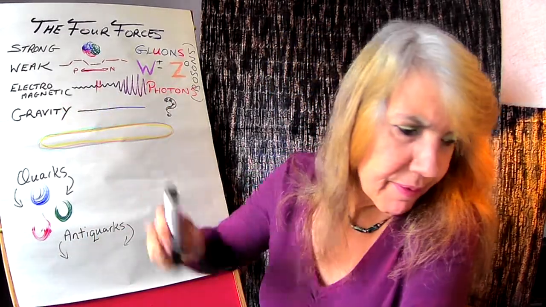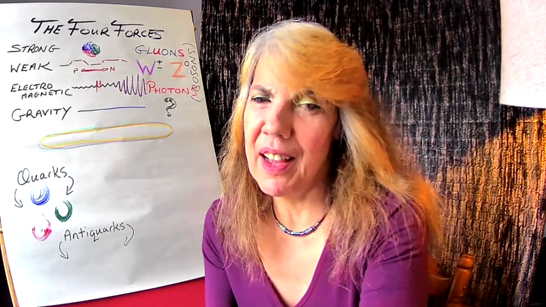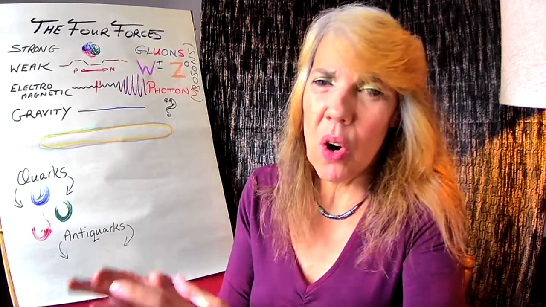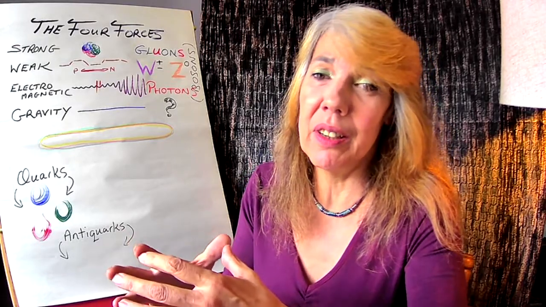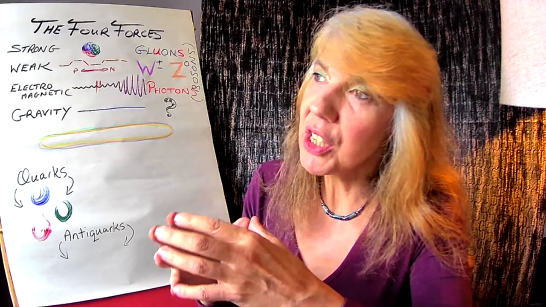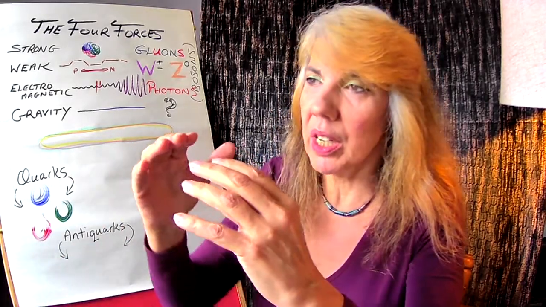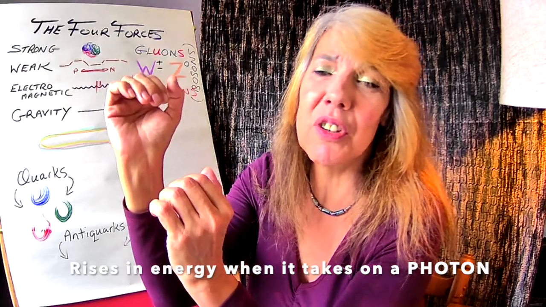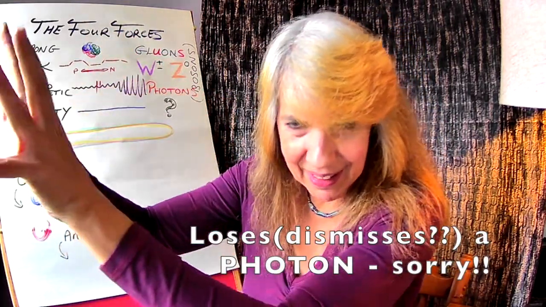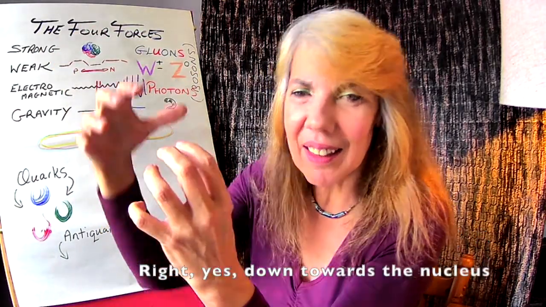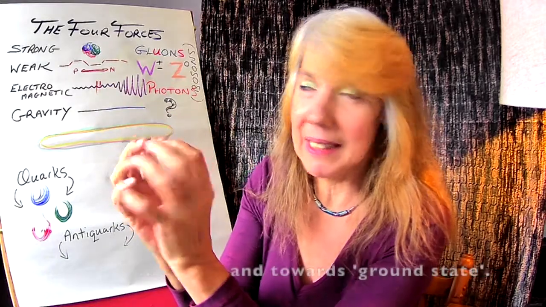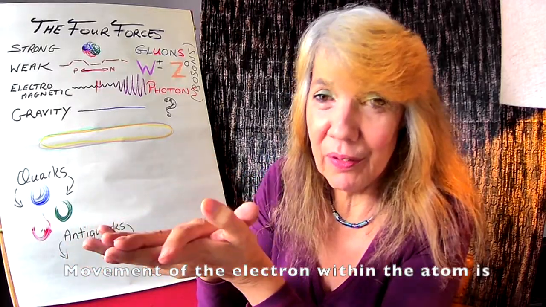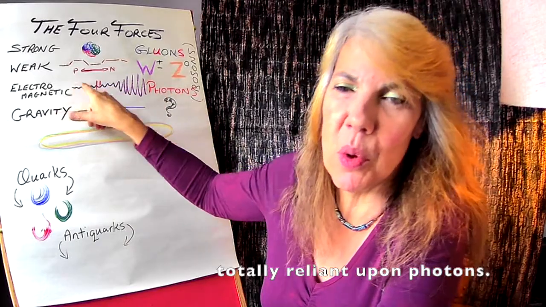Okay, so we're talking about photons, and photons do an awful lot more than just provide us with the light we can see, as the spectrum itself suggests, but they're also very active in the framework of the atom in terms of its structure, especially with regards to electrons. An electron will take on a photon in order to go up on the shell valence of the atomic structure, so it rises when it takes on a photon, and it loses or dismisses a photon in order to go down towards the nucleus and bring itself towards ground state. So the movement of the electron within the atomic framework is totally reliant on photons. So they do much more than what they say on the tin.